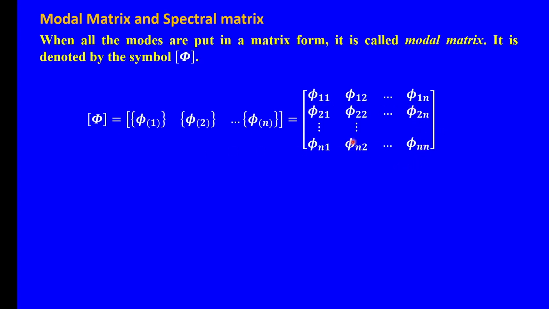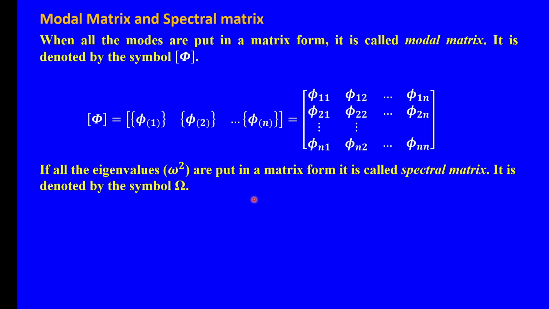Element wise it will look like this: phi 11, the element of the first row and first column, and so on up to the nth row and nth column, phi nn. So this is the first mode shape vector, second mode shape vector, and nth mode shape vector, vertically. This is called the modal matrix.